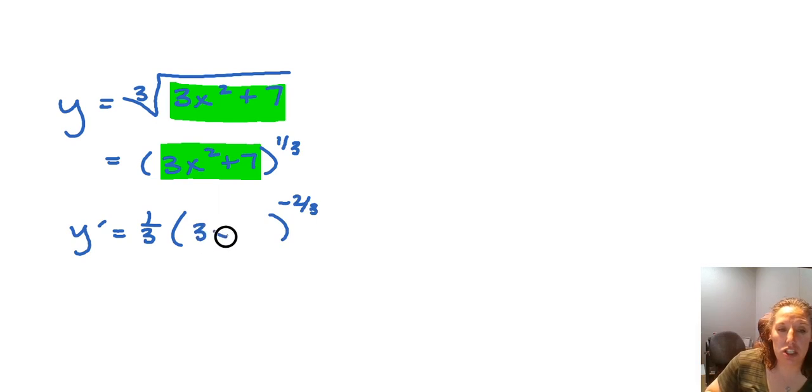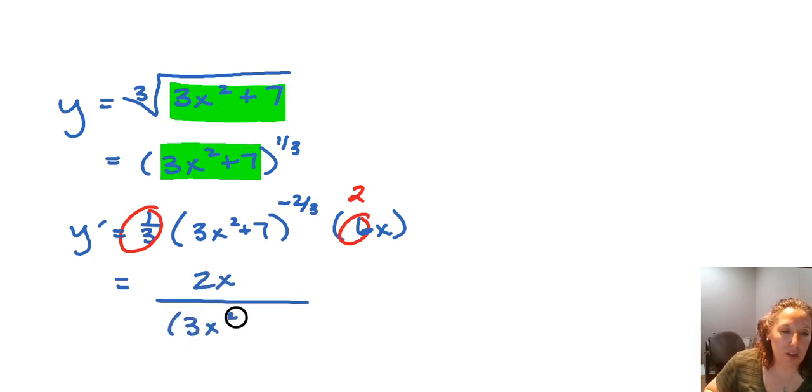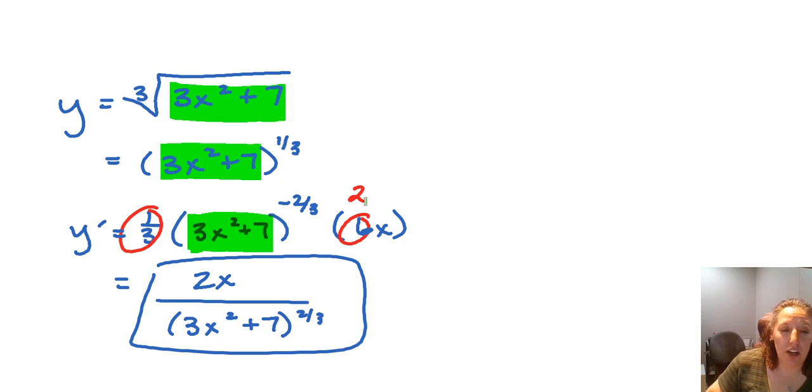But since that is not just an x in there, we do need to multiply by the derivative of the inside, which is 6x. And we can combine our constants. 1/3 times 6 is going to simplify to 2. And so we get 2x in the numerator over 3x squared plus 7 to the positive 2/3 when we move it down to the denominator. Don't be tempted. The most common mistake on these problems is to forget to multiply by the derivative of the inside.